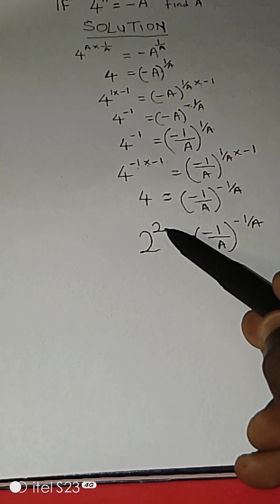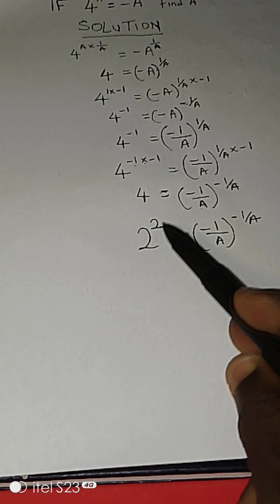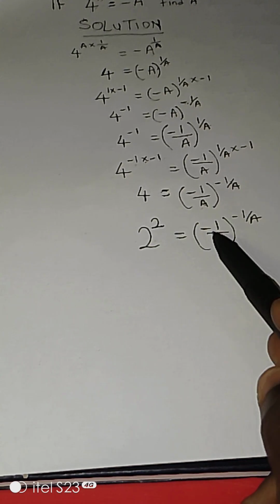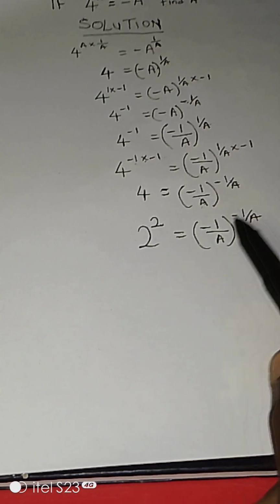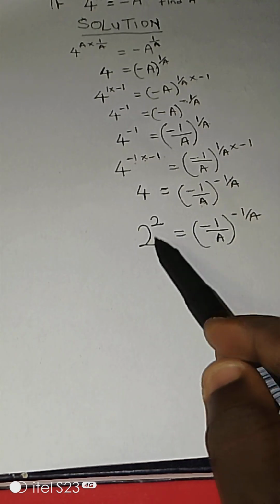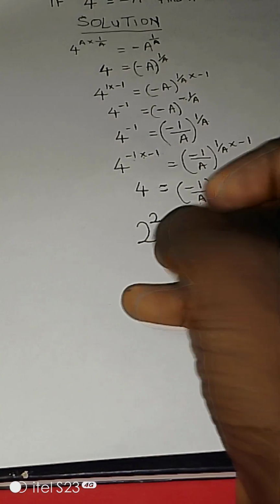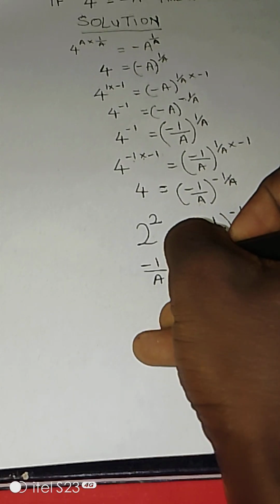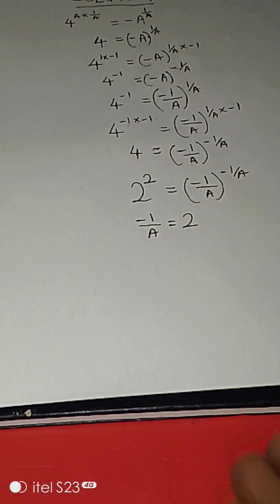Now note, this and this are the same thing. These 2 and these 2 are the same thing. So you don't need to solve for that. You just need to know that 2 equals minus 1 over a and 2 equals minus 1 over a. I hope that is clear. Whatever is here, since they are both equal, that means these are the same. So it means that minus 1 over a equals 2. I hope that is clear.